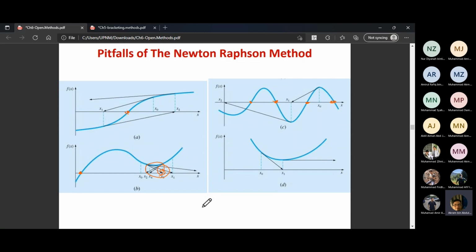So in this example, it shows us 4 different cases where the pitfall of Newton Raphson method happens. So in example A, what we can see here for this function, when we try to solve using Newton Raphson, it looks like we start off with x0. Okay, we find a tangent line, then we get a new point x1, we get a new tangent line. So it seems that we are not converging. So we are diverging from the root.